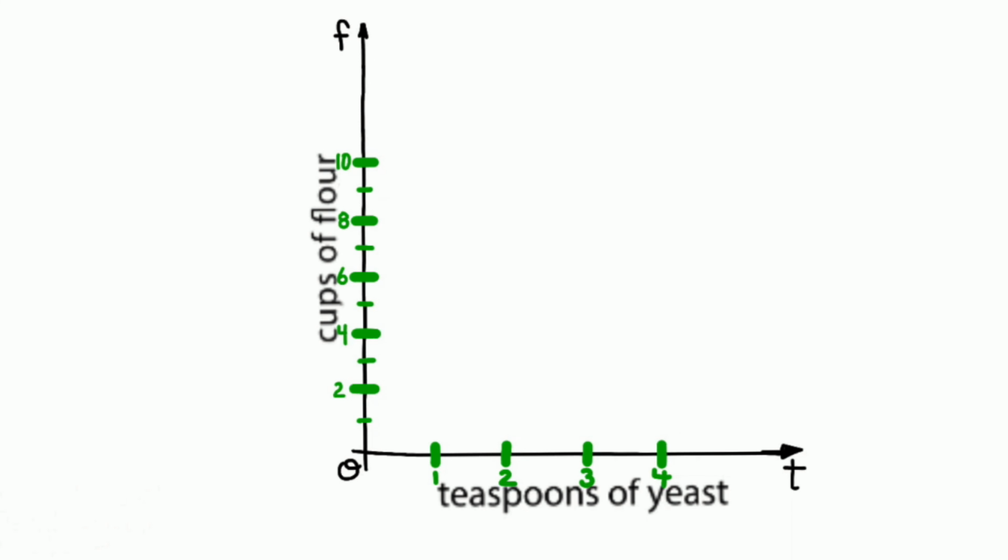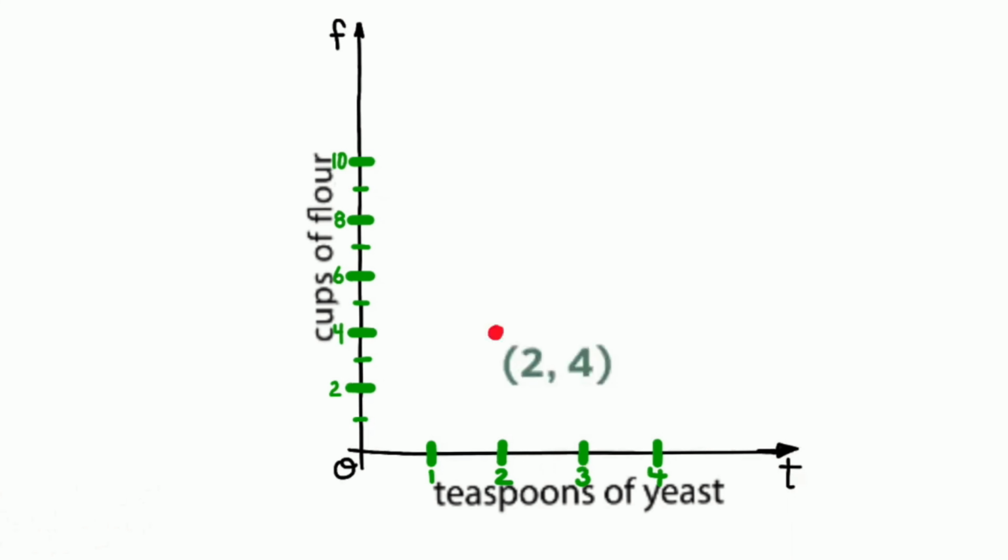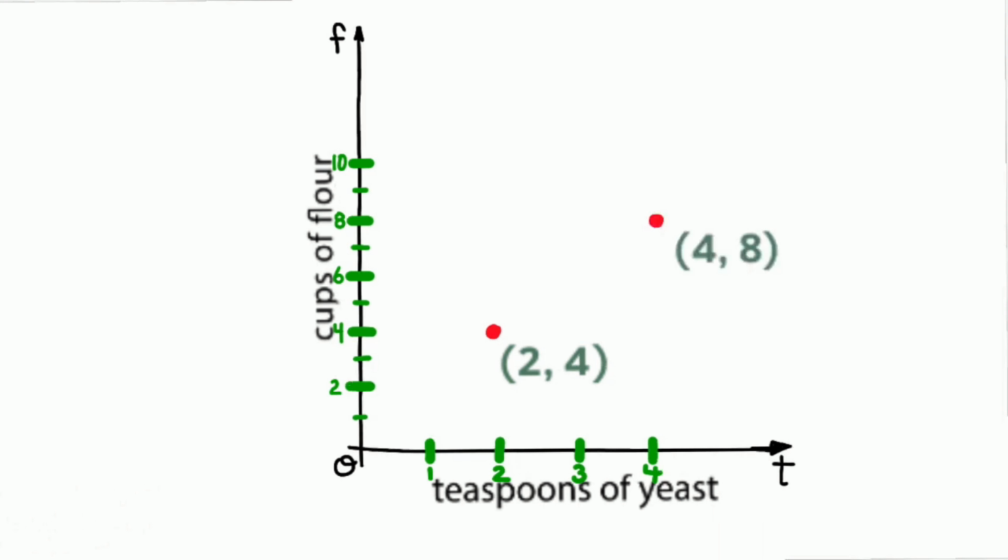This time, the horizontal axis is the t-axis, teaspoons of yeast, counting by 1's, and the vertical axis, I have the cups of flour. And again, I counted for the cups of flour in 2's. For this graph, I have a point located at 2 and 4, meaning for every 2 teaspoons of yeast, there's 4 cups of flour. And my second point is located at 4 and 8, meaning for every 4 teaspoons of yeast, there's 8 cups of flour.